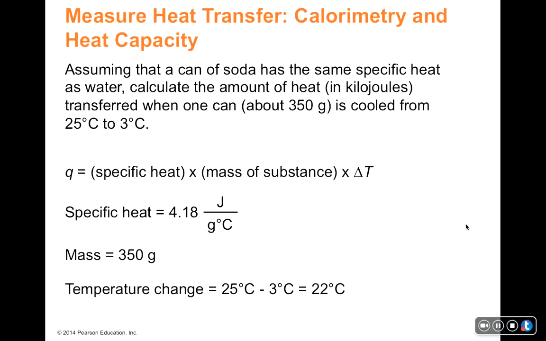In fact, I think they did this one wrong. Now that I'm looking at it, again, we're going to use the formula for specific heat, which is Q equals specific heat times mass of the substance times delta T. And they did do this incorrectly. That temperature change should be 3 minus 25, not as it's written there. But setting this up, the specific heat is 4.18 joules per gram degree Celsius. The mass they give you is 350 grams, and the temperature change would be 3 minus 25.